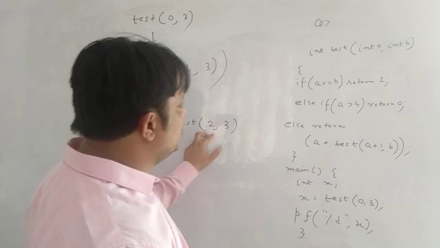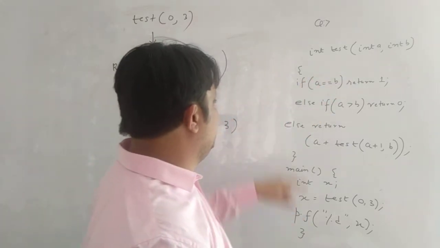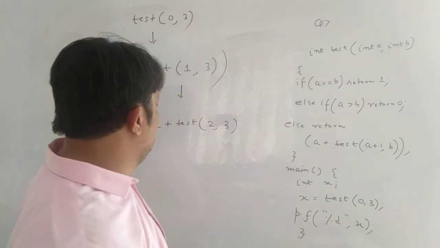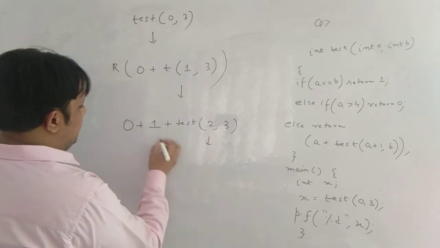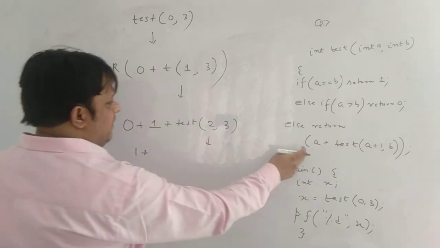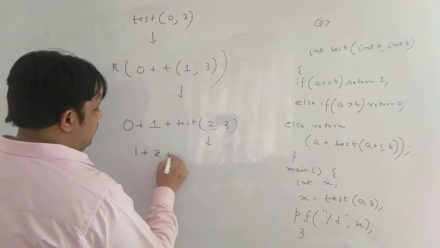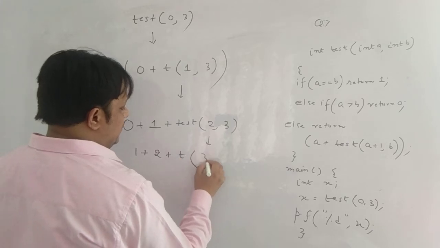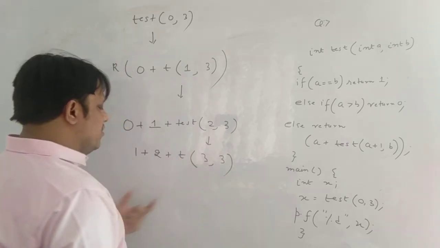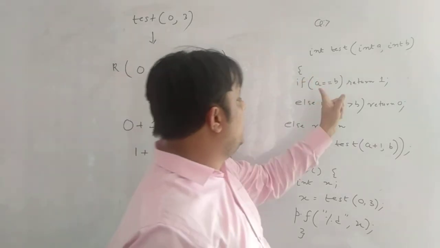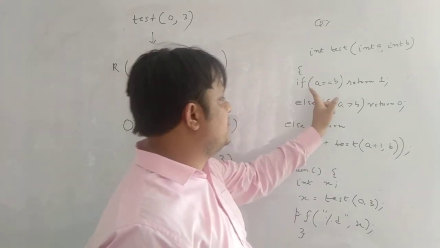Now we will call this function test(2, 3). A is 2 and b is 3. This is false. This is false. We will go to this statement. So 0 plus 1 is 1. 1 plus value of a is 2. 2 plus test(a+1, 3), that is test(3, 3). Now we will call this function test(3, 3). Value of a is 3, b is 3. So this condition is true.